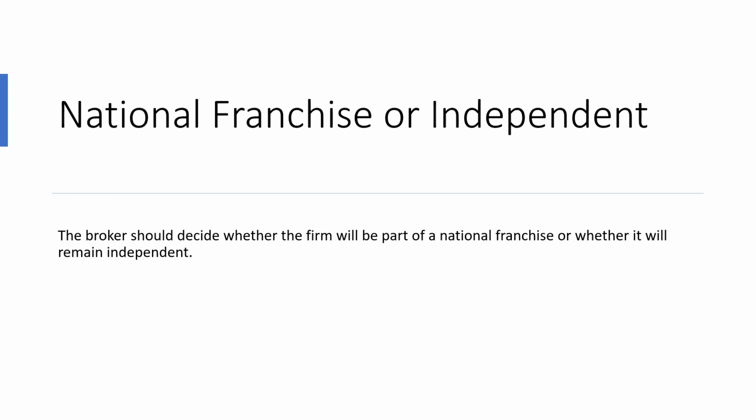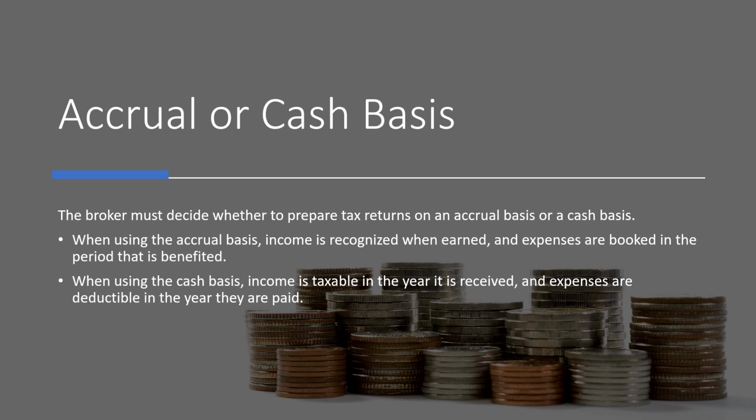The broker should decide whether the firm will be part of a national franchise or whether it will remain independent. Also, the broker must decide whether to prepare tax returns on an accrual basis or a cash basis. When using the accrual basis, income is recognized when earned and expenses are booked in the period that it benefited. When using the cash basis, income is taxable in the year received and the expenses are deductible in the year that they're paid.